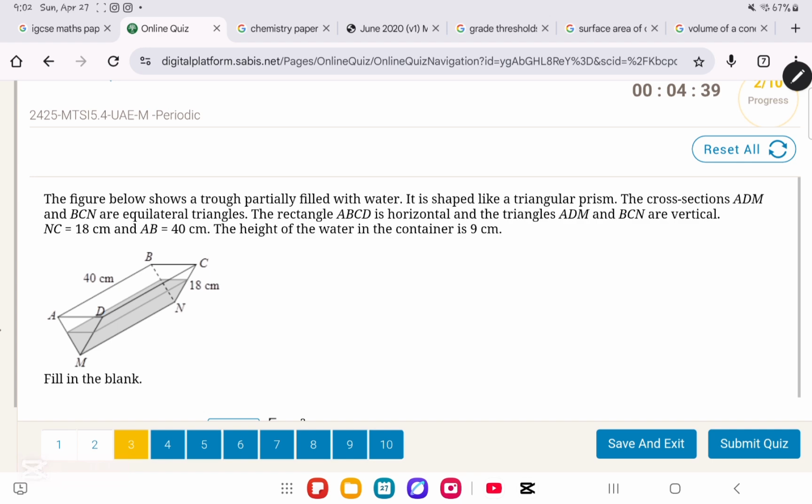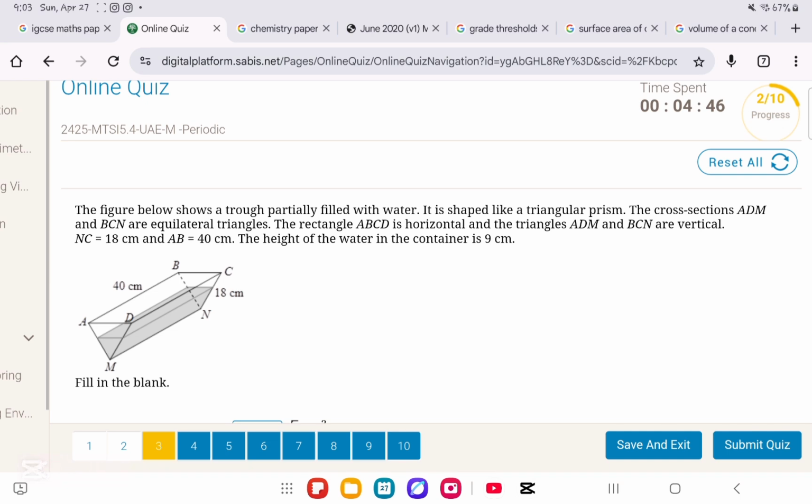We move on to part 3. They said the figure below shows a trough partially filled with water. It is shaped like a triangular prism. The cross sections ADM and BCN are equilateral triangles. The rectangle ABCD is horizontal, and the triangles ADM and BCN are vertical. NC is 18 centimeters and AB is 40 centimeters. The height of the water in the container is 9 centimeters.